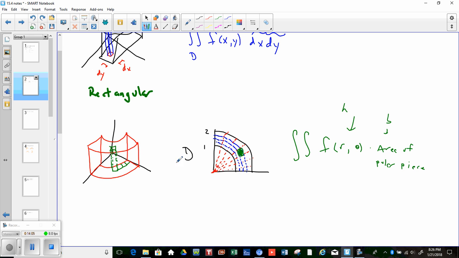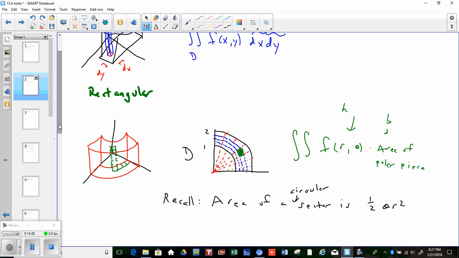One thing that we need to recall in order to show how this is going to work, and you may or may not remember this, is that the area of a circular sector is 1/2 theta r squared.